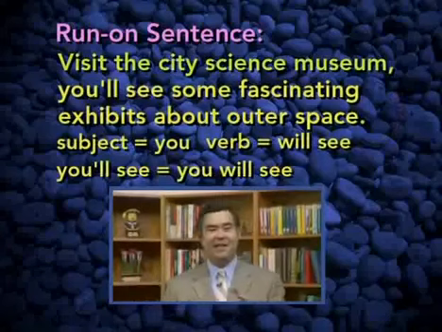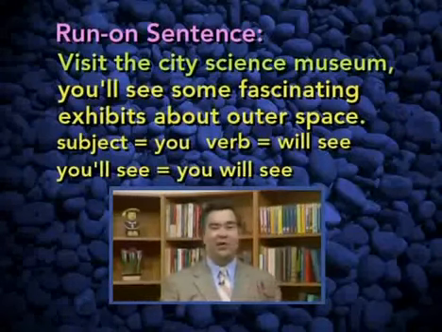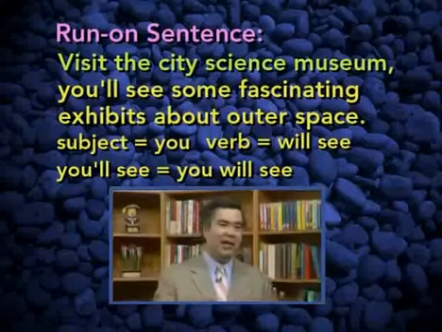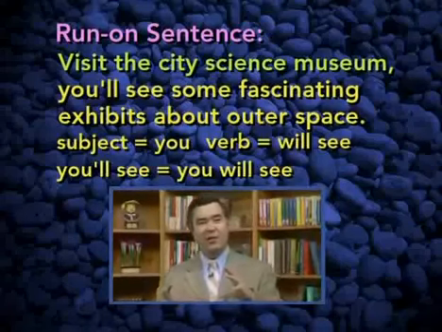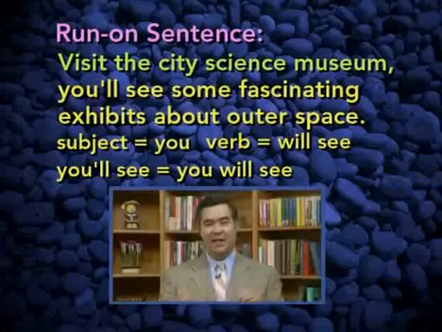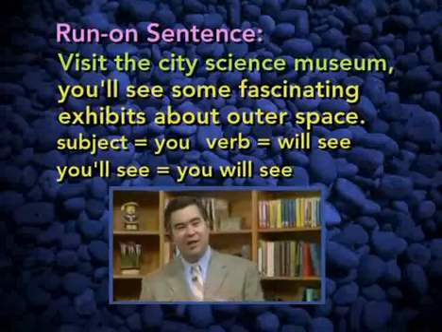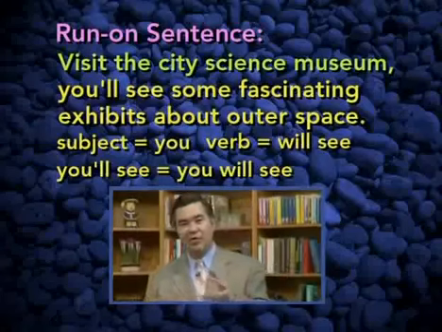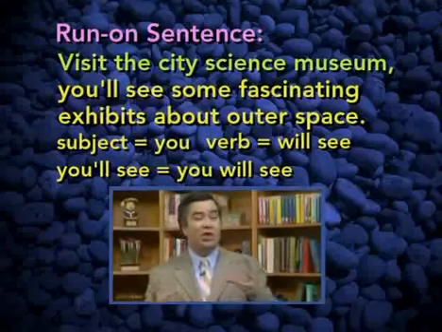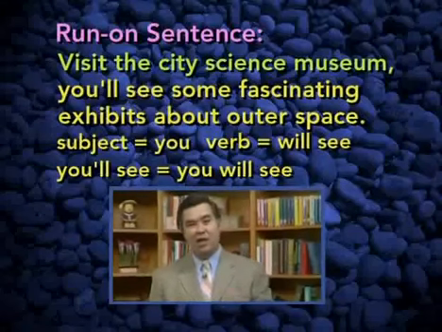In this case, it takes the form of the contraction apostrophe LL instead of spelling out the word will at full length. But the words you'll see really mean the same as you will see. So in the second clause here, the verb is will see, and the subject is you. So we have two clauses here, either one of which could stand alone as a sentence. Look at that second clause.